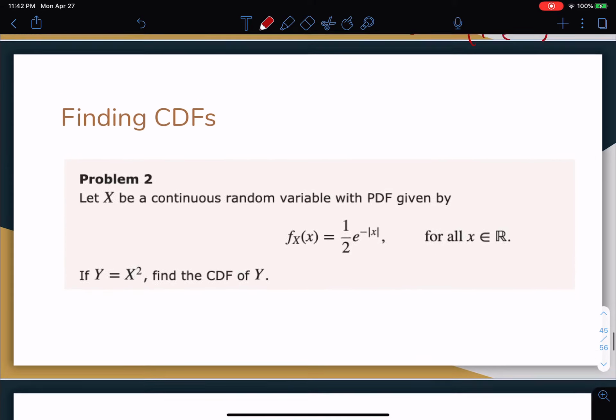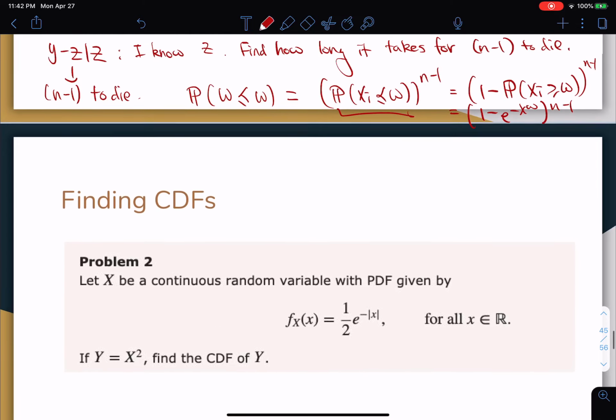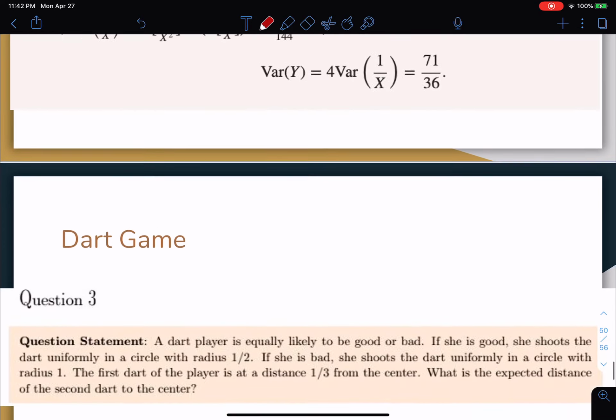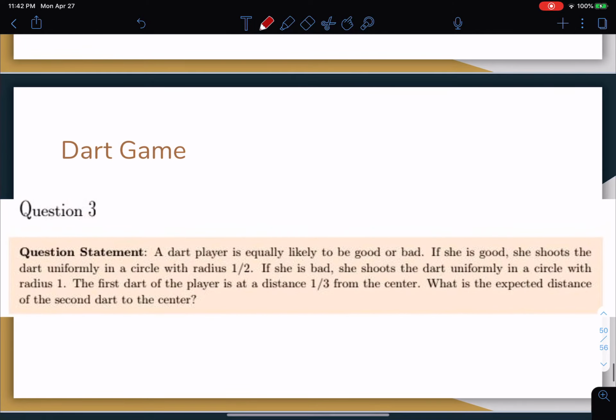I'm going to skip over the second question because I think it's a little less interesting. So let's move on to dart game. Just for your interest, this dart game is actually the kind of question we tend to ask in our CSM 70 interviews for the new mentors. And it's a very interesting question.